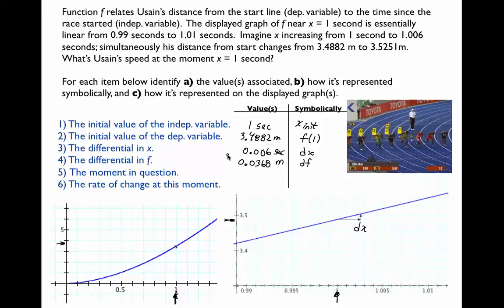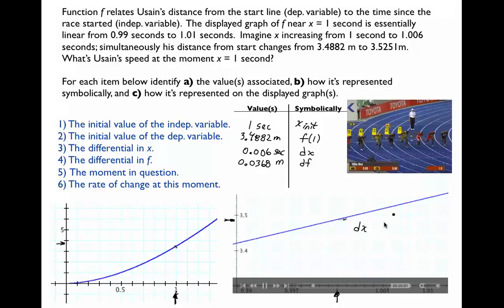As x changes from what to what? X changes from 1 to 1.006. So as x changes from 1 to 1.006, dx, the change, changes from 0 to 0.006. All right, so of course, df is shown by the little vertical arrow.